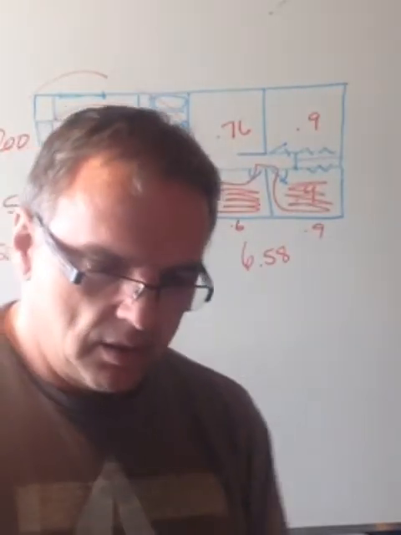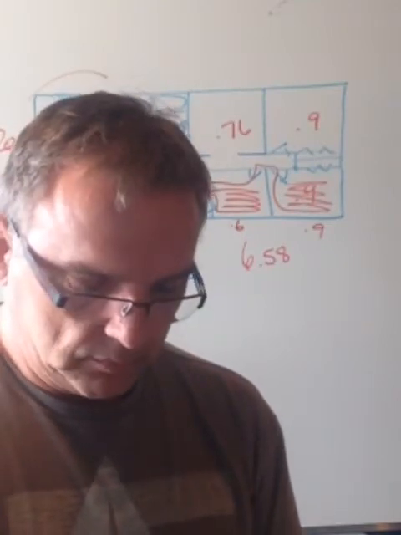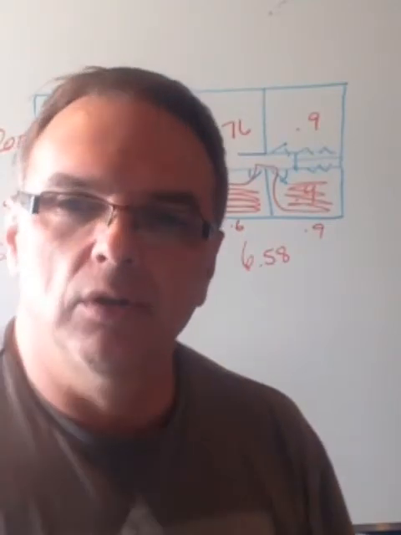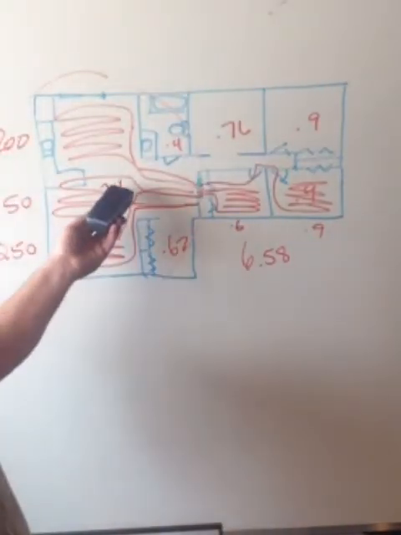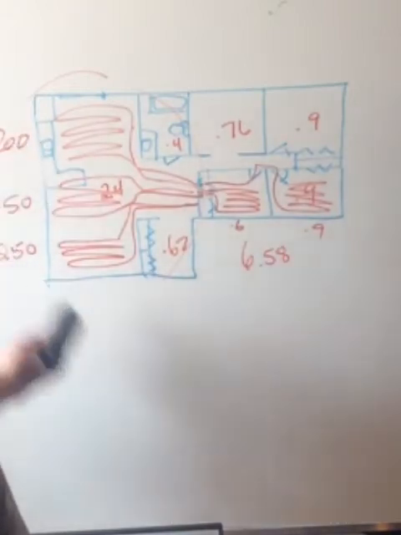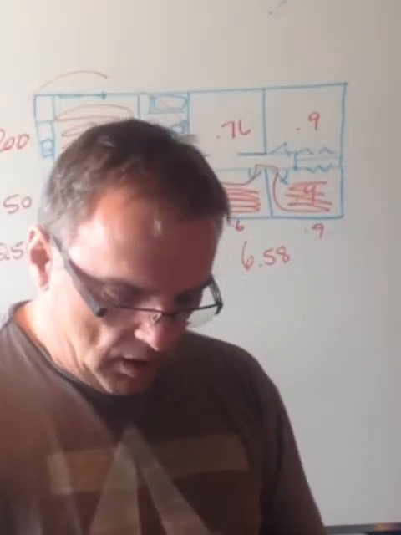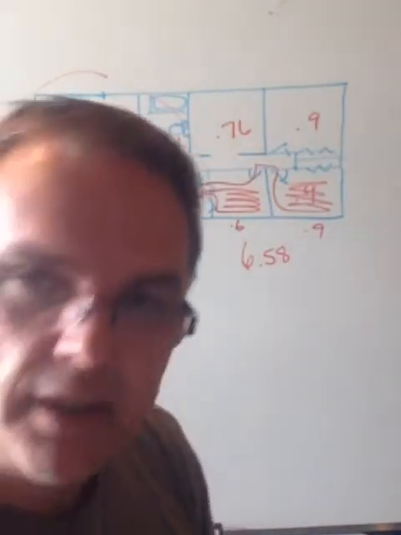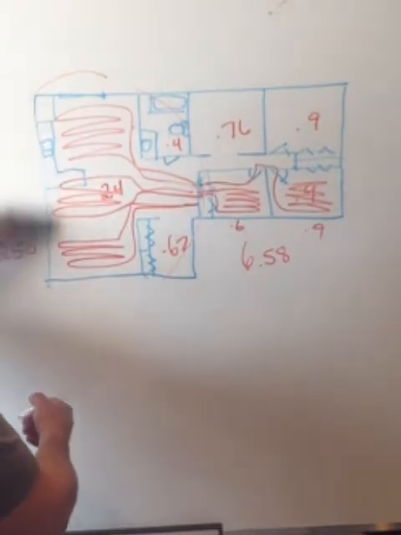Okay, now that number 2.4 is not a requirement for each loop, okay? That's the total for the area. So we need to split that flow up into these 3 loops. So how do you do that? Well, it's basically a percentage of total, right? So we've got 600 total feet of pipe.